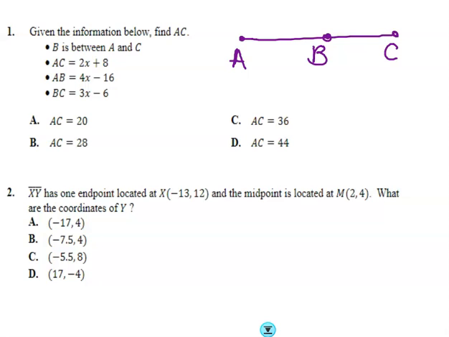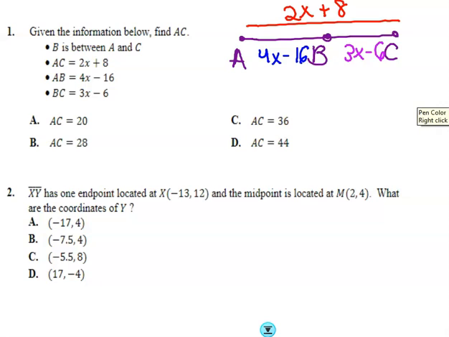So AC is 2x plus 8. So it's this whole side together. AB is 4x minus 16. And BC is 3x minus 6. So they want to know what the value of AC is. Well, first I need to figure out what x is. So these two segments add up to the big one.